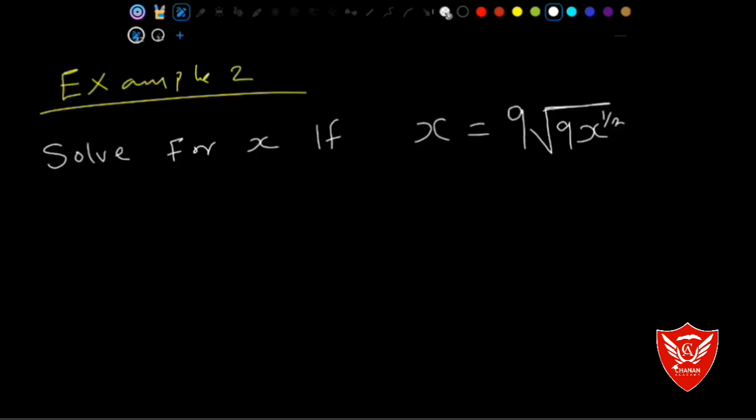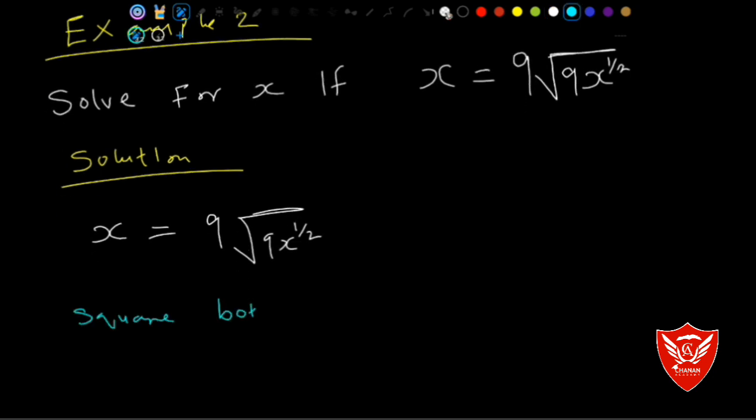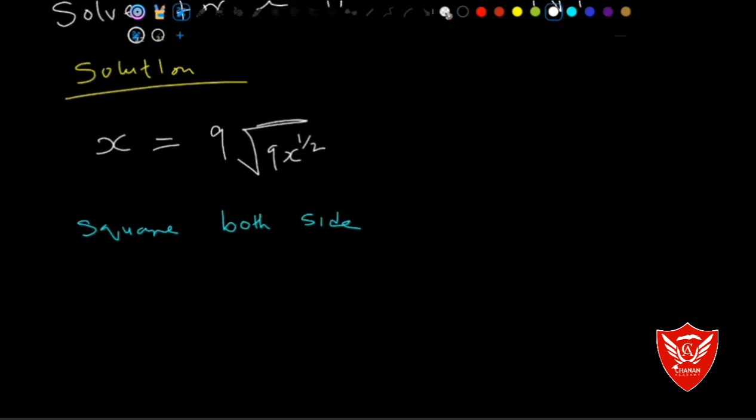Alright, so we are asked to solve for x in this equation. So, solution. We have x equal to 9 root 9x raised to the power of half. For us to be able to take out the root, we take the square of both sides. If we take the square of both sides, we are going to have x^2 equal to 9^2 multiplied by 9x raised to the power of half, because the square is going to cancel out the square root.